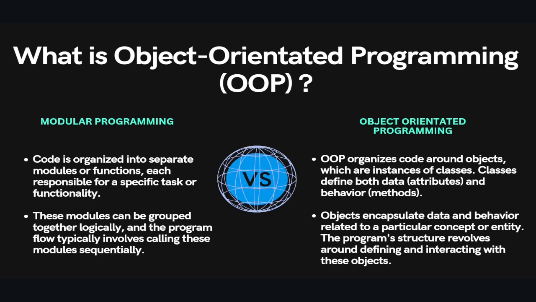And object-oriented programming, in contrast, organizes code around objects, which are instances of classes. Classes define both data, so attributes, and behavior, methods.